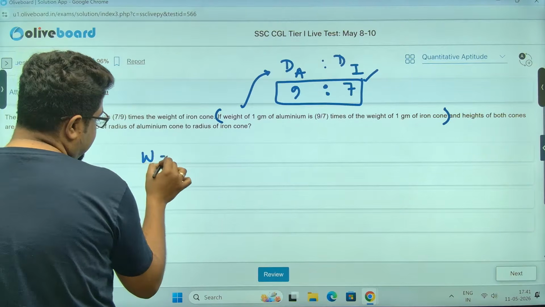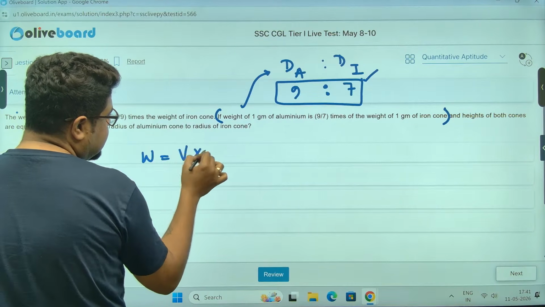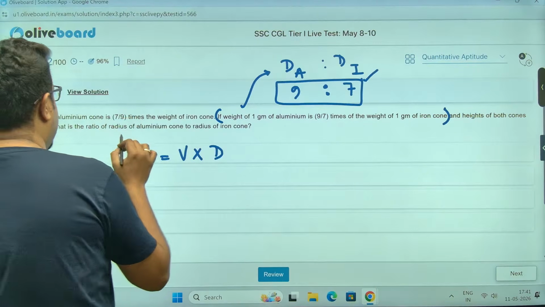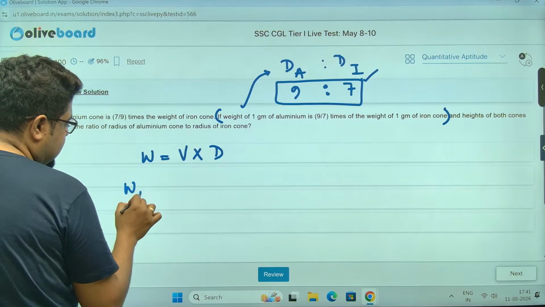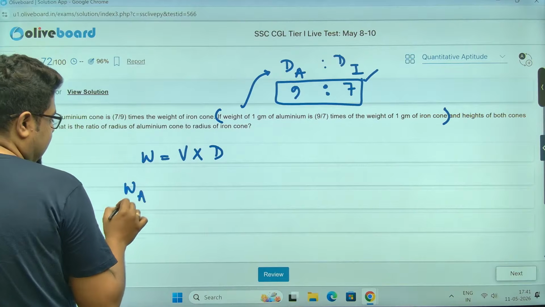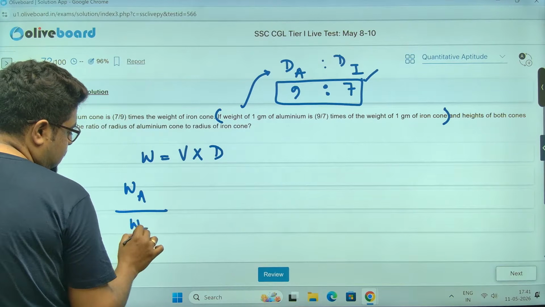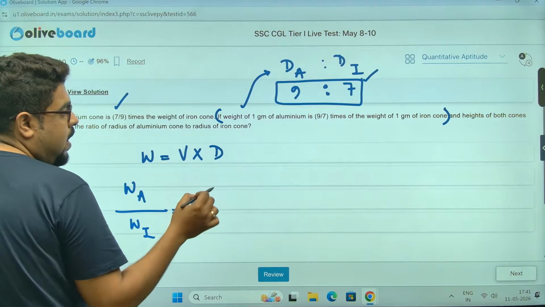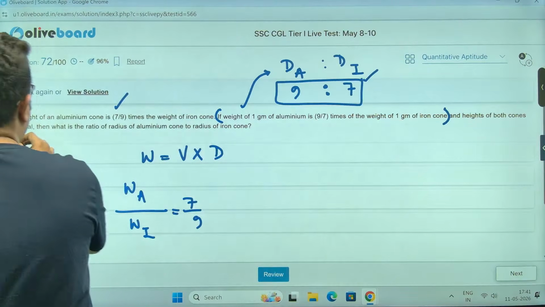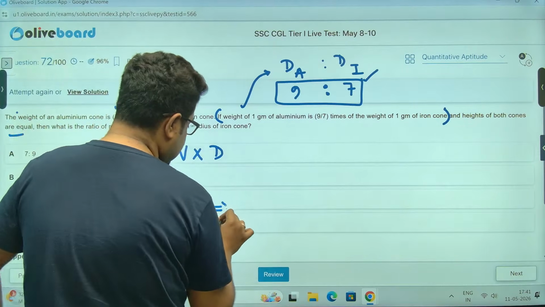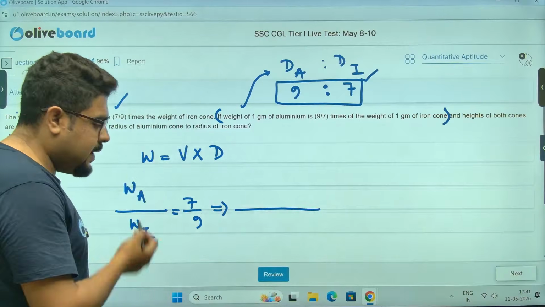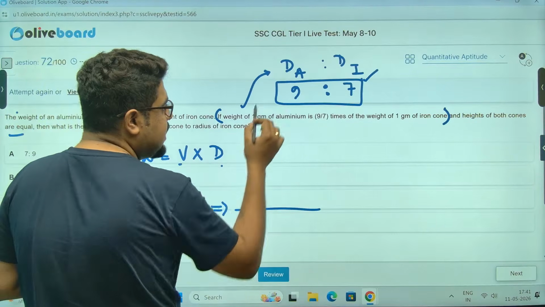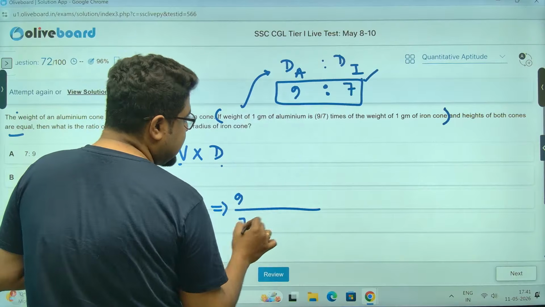What will weight be? Weight is equal to volume into density. Correct? So again, weight of the aluminum cone by weight of the iron cone, they have given you the 7 by 9 ratio. And the heights of both the cones are equal. So height is also equal. Then you just put the value. Whenever you are putting weight, weight meaning volume into density. So density will be 9 by 7 as I know.